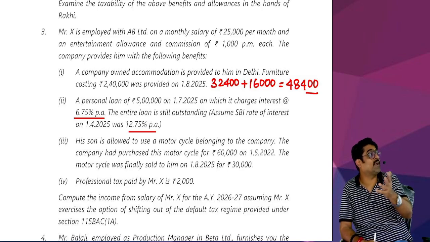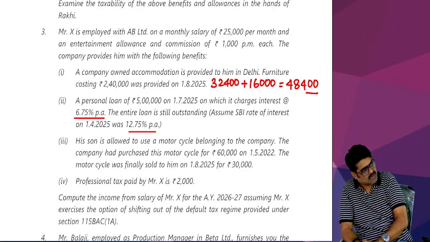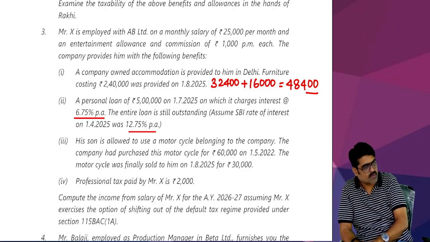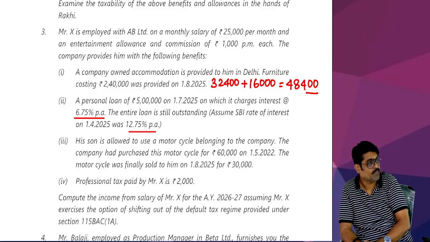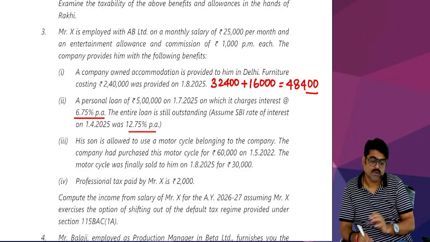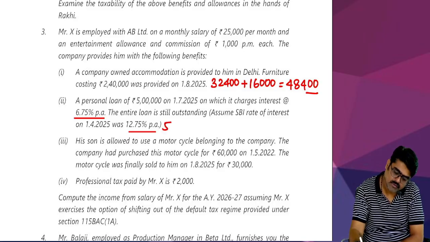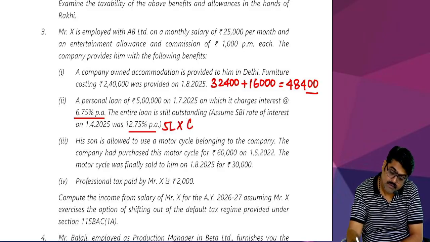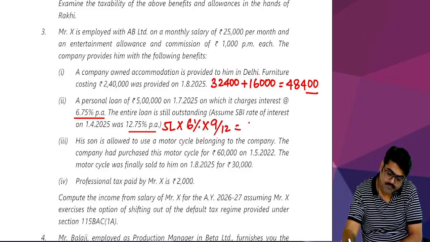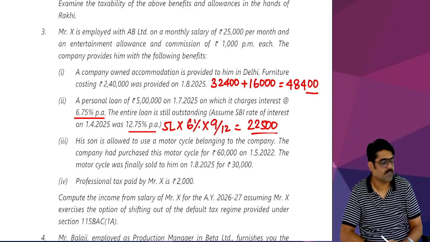On that interest benefit is 6%. So for every month you will calculate the same amount 9 times, or for 9 months you will calculate together. Calculate 5 lakh into 6% into 9 by 12. So 5 lakhs into 6% into 9 by 12 will give you 22,500. This will be taxable. Getting it or not? Next one.